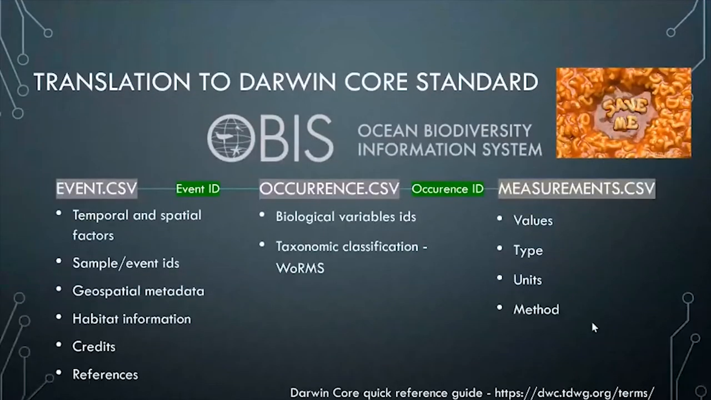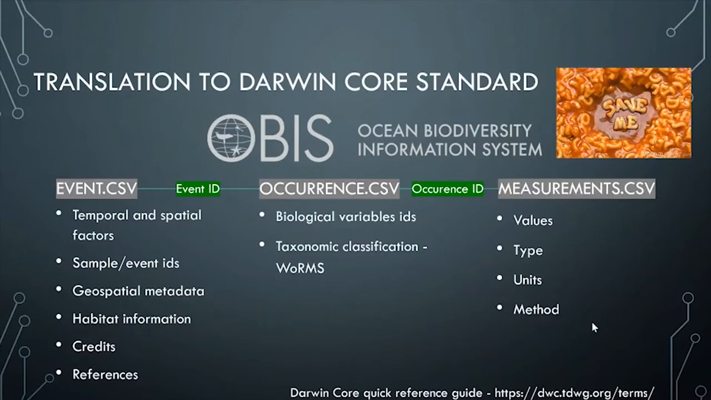So these three matrices, to give a brief description of what they're based on. First, the event file will compile all your temporal and spatial information, metadata from your design. So things like temporal and spatial factors will be captured in the event file. Your sample event IDs, your geospatial metadata, habitat information, references and credits of your database, all that information gets compiled into the event CSV. Now this matrix has a unique identifier called the event ID, which allows this file to communicate with the occurrence file.